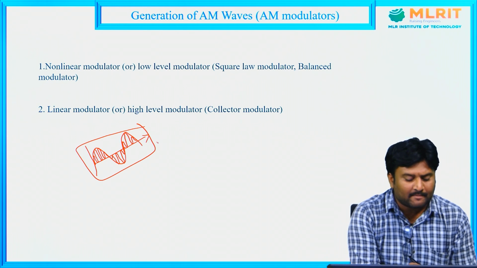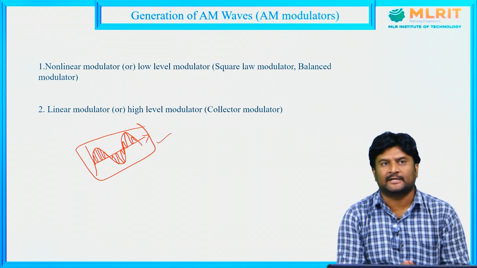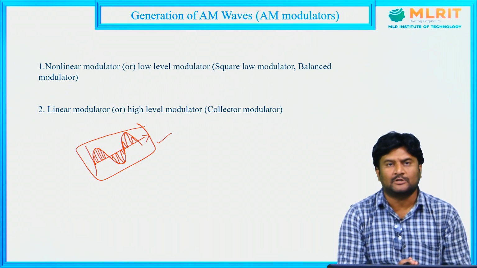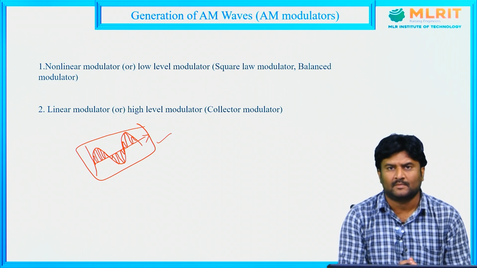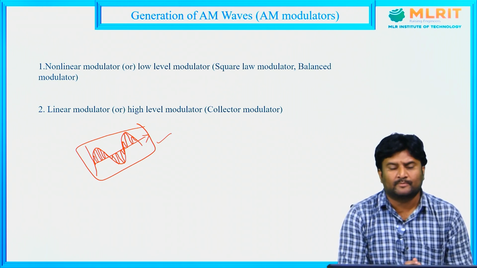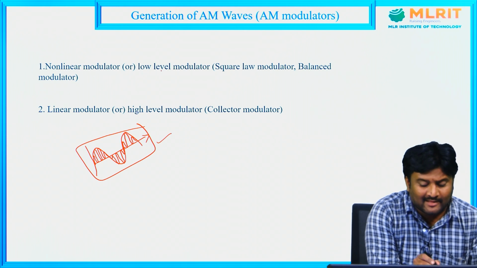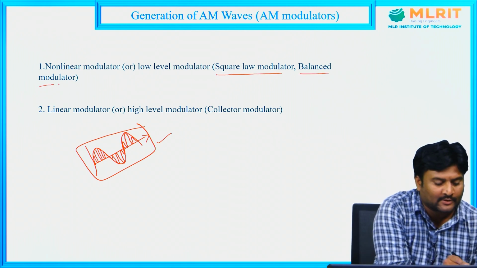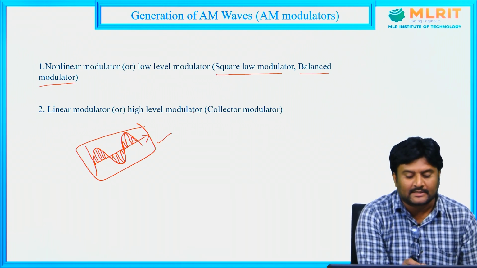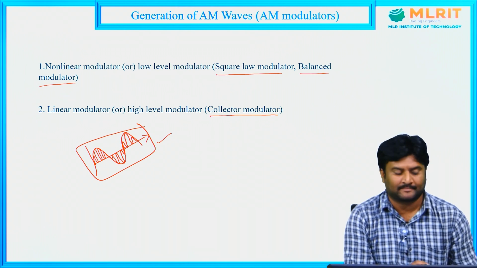Then, what methods do we follow to generate an amplitude modulated wave? Basically, there are two ways to generate the amplitude modulated signal. Observe what those two methods are. One is non-linear modulators and the second one is linear modulators. Examples of non-linear modulators are the square law modulator and the balanced modulator, and the linear modulator is the switching modulator. Then we discuss them one by one.